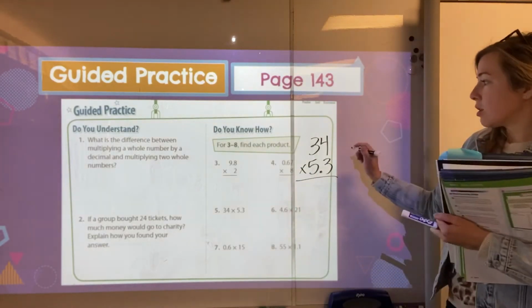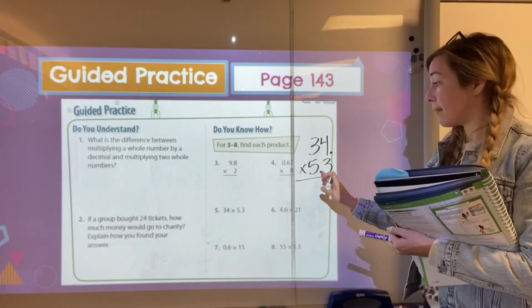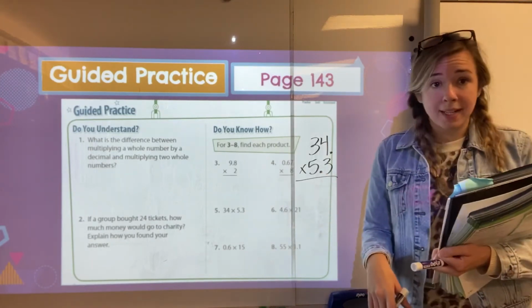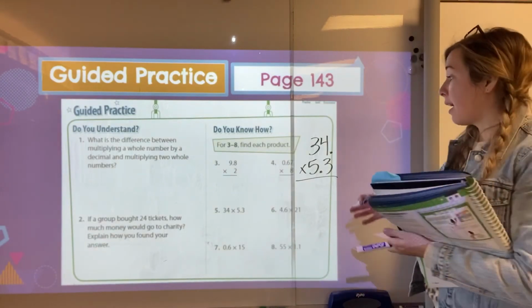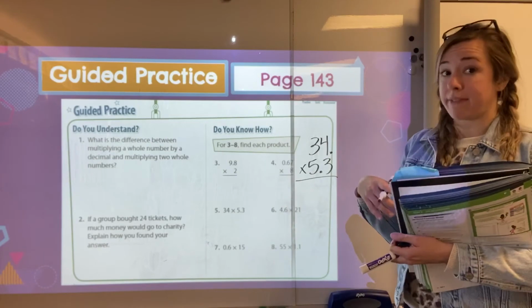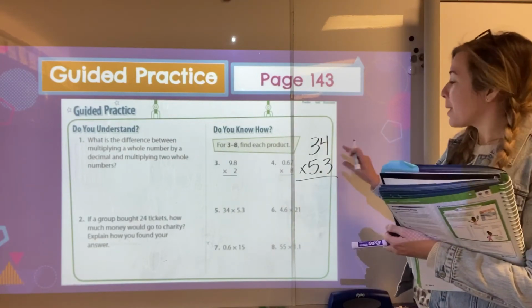Okay, and so you'll notice with my decimal on 34, it would be after the 4 because it's a whole number. And my 5, I have it between my 5 and my 3. I don't have to line up my decimals when I am multiplying. When I'm doing addition and subtraction? You have to line them up. With this one, you don't. So I'm just going to multiply through like normal.